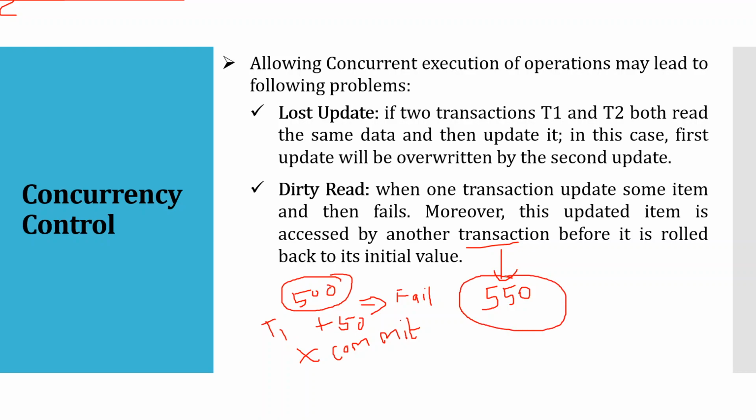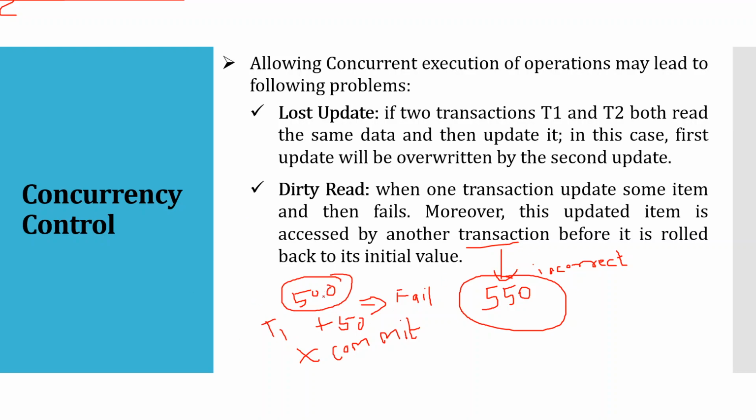That means you are getting the falsy data whenever you are reading a particular data item. That is, you are getting incorrect data if you are reading a particular data item that has been updated by some transaction, but that transaction has not committed. Actually it has failed. So that is what dirty read is. It means one transaction is updating and failing, but by that time the rollback is being executed, one other transaction comes and reads the same data item and it gets the updated data item.